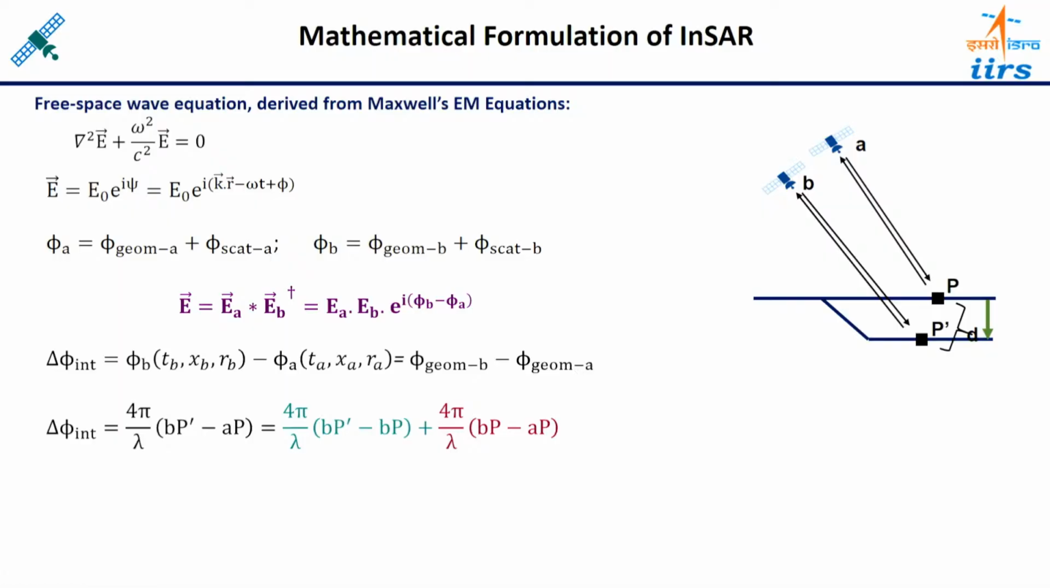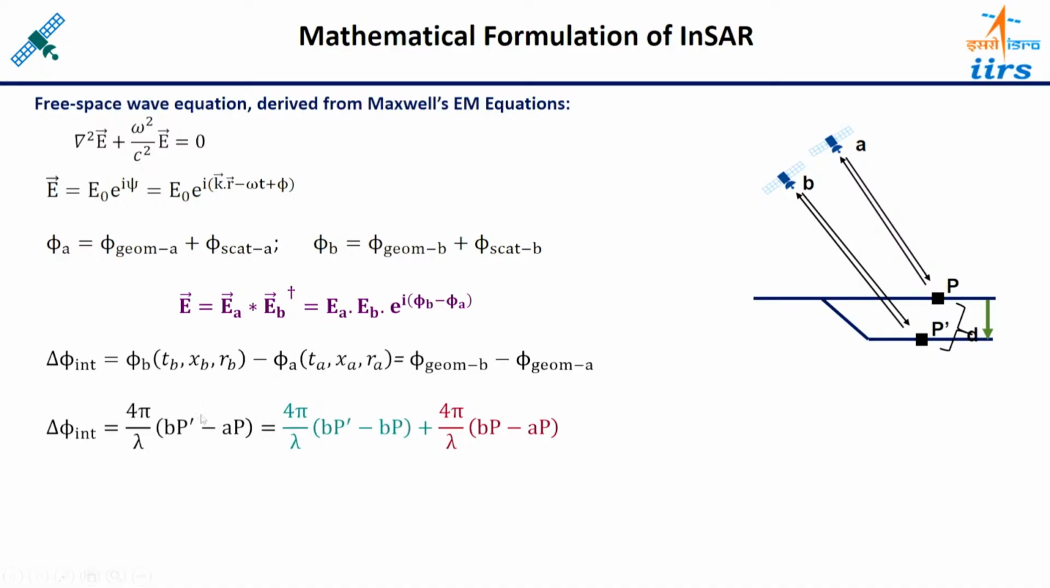So if you see the geometric phase, this is phase difference. Geometric phase we can write as phase equal to 2 pi upon lambda into path difference. In this journey the total distance is twice, so in place of 2 pi upon lambda into path difference, we can write 4 pi upon lambda into path difference. So geometric phase of B, we are writing 4 pi upon lambda into BP prime, because this is the distance travelled, minus geometric phase of A, that is again 4 pi upon lambda into AP, because this is the distance travelled by the signal is AP.